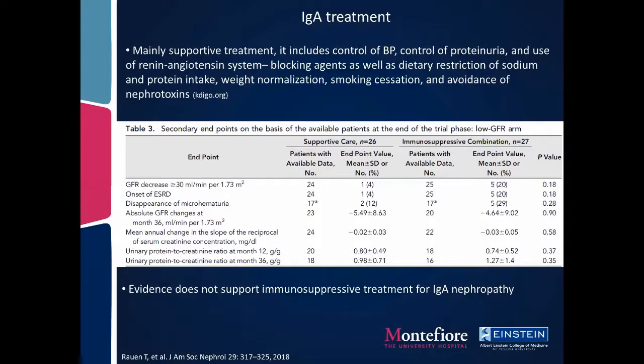So the treatment for IgA nephropathy is mainly supportive treatment. It includes control of blood pressure, control of proteinuria with the use of ACEs and ARBs, dietary sodium and protein restriction, smoking cessation, and avoidance of nephrotoxins.